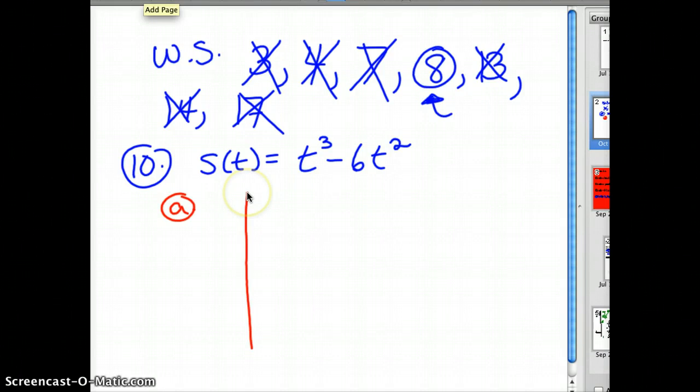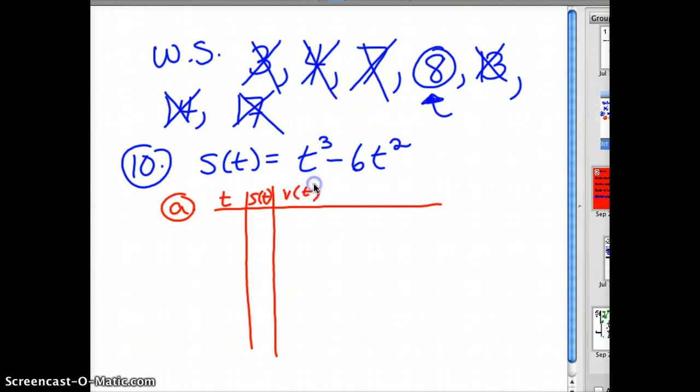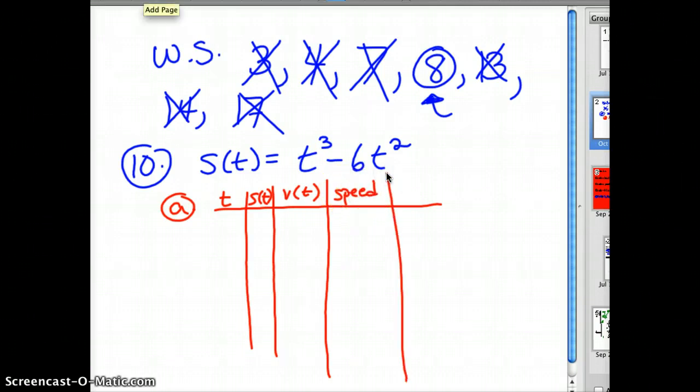So I'm going to make a table right here, and it's all dependent upon time. I'm going to do position, velocity, and if I don't finish this, you'll have to finish it. I'm not going to go into another video. And speed, let's just call it speed. And acceleration, A of t. All right? And it says to do that for times 1, 2, 3, 4, and 5.